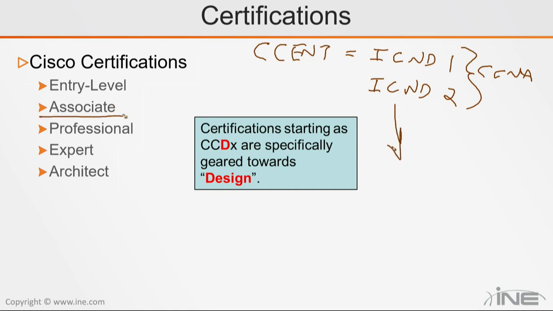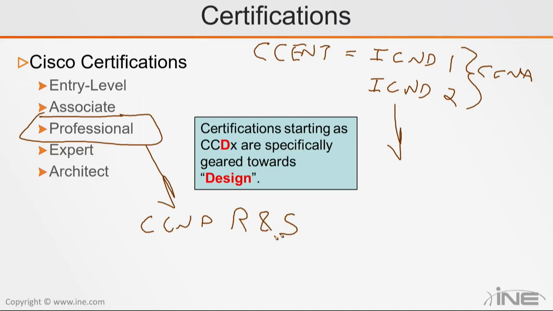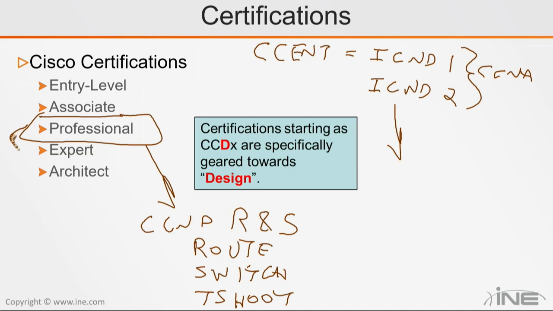From there, the next level is the professional level. So as far as routing and switching goes, to get your CCNP routing and switching, you have to pass three exams. There's one exam called Route, which, as you can imagine, focuses on routing topics, one exam called Switch, and there's one called T-Shoot, which is a whole bunch of simulations testing your ability to troubleshoot various routing and switching issues. Now then, if you continue to go further down the chain, now you can become an expert by getting a CCIE, Cisco Certified Internet Networking Expert.